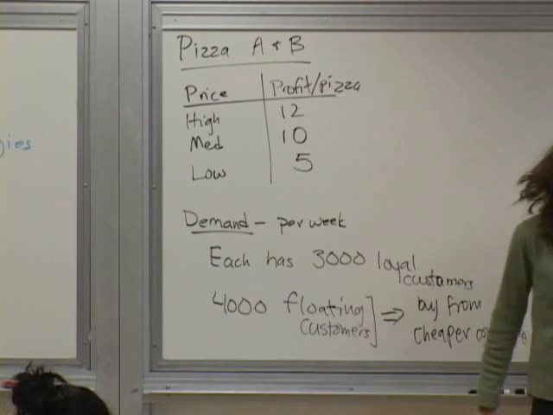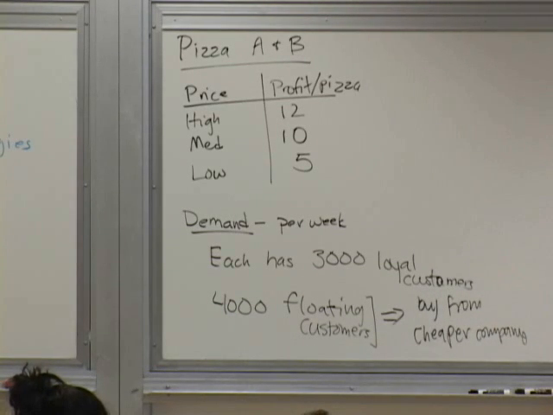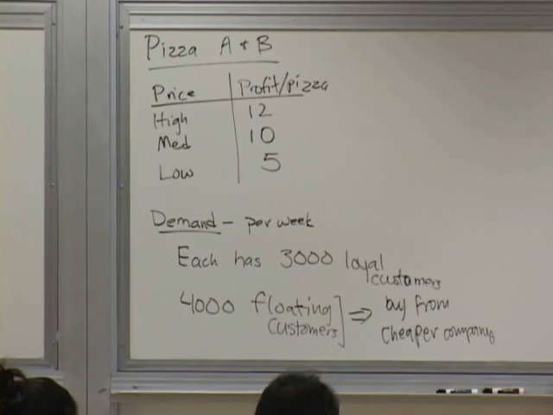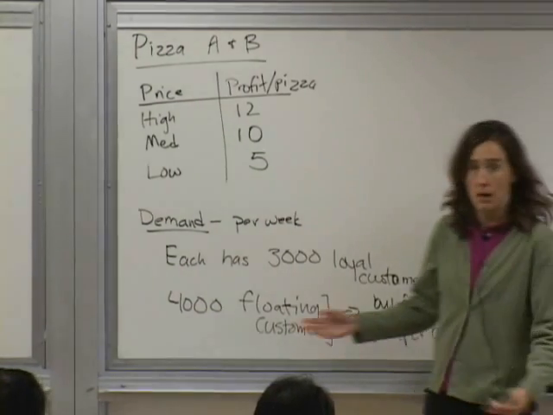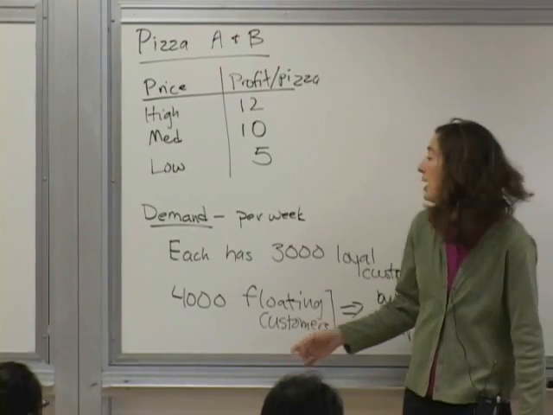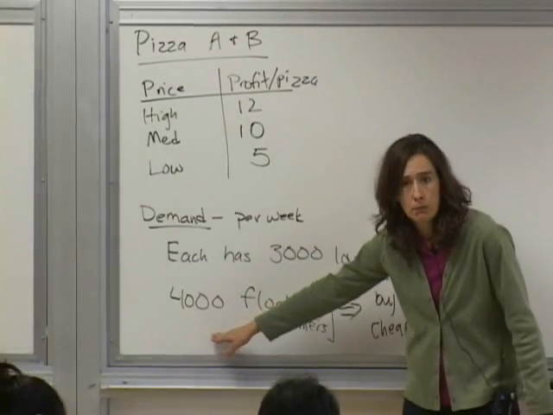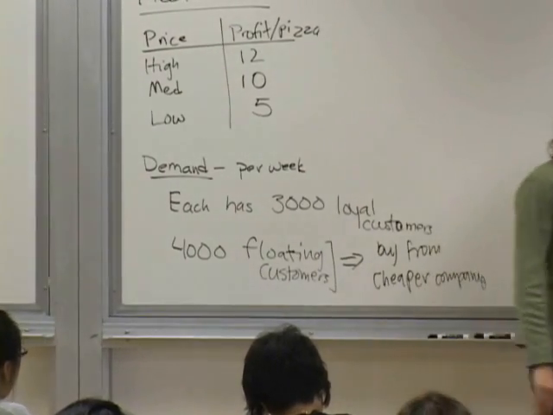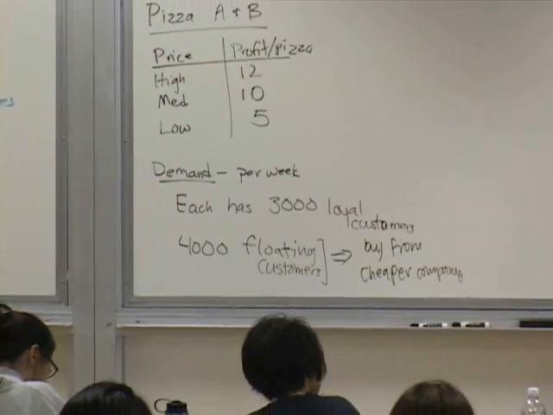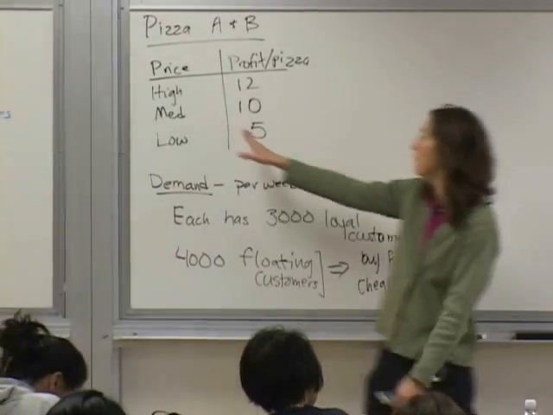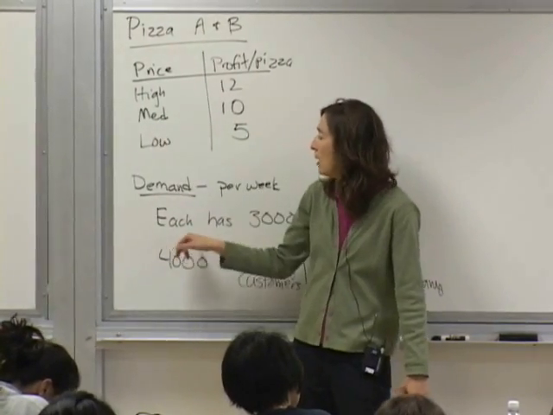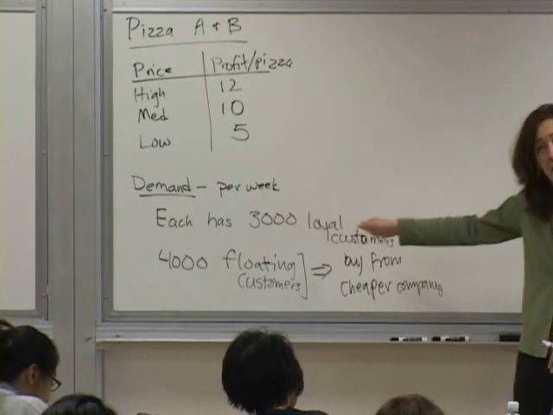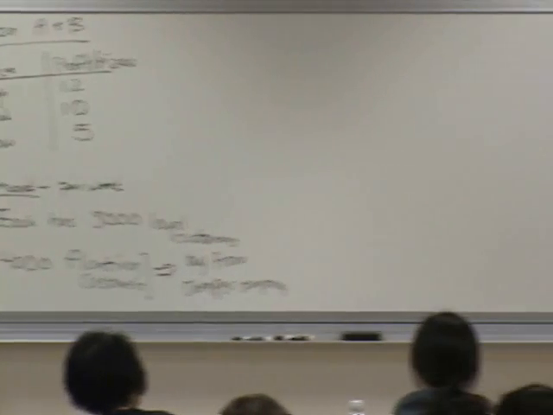Okay. So what makes this a strategic situation now is that if I'm Pizza A, my profit depends on my price, okay, but it also, through the floating customers, depends on my competitors' price. What I'd really like to do is have my price as high as possible, but the problem is, if I have my price as high as possible, my competitor might come in and take all the floating demanders, and 4,000, that's a lot of people. I'd like to be selling those pizzas to them.